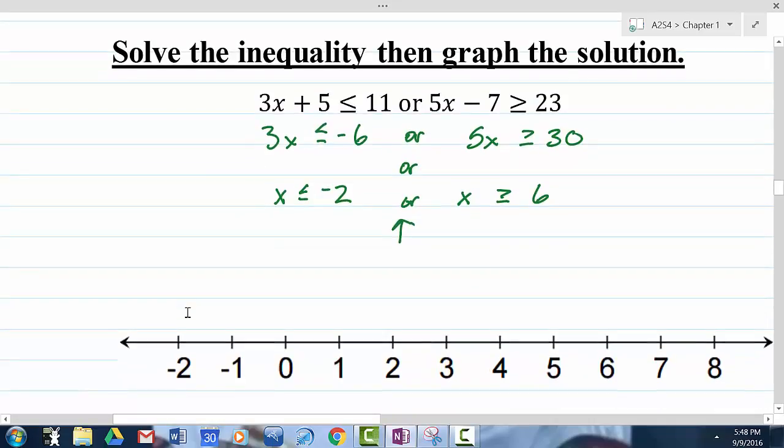So the way that we graph this is, first, x is less than or equal to negative 2, and we go this way. Or x is greater than or equal to 6, we go that way. Notice you can't be in both intervals, but those are two different infinite sets of numbers. So pretty much that's ultimately what we're doing with inequalities.